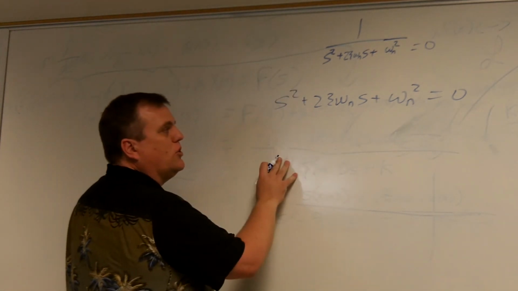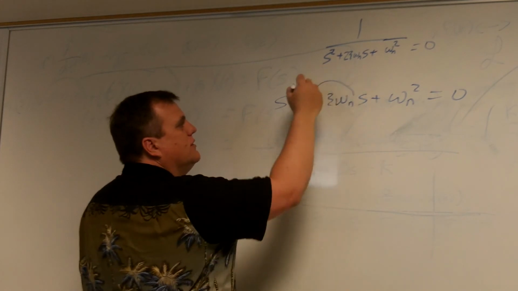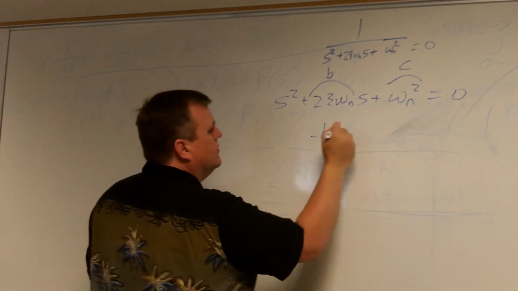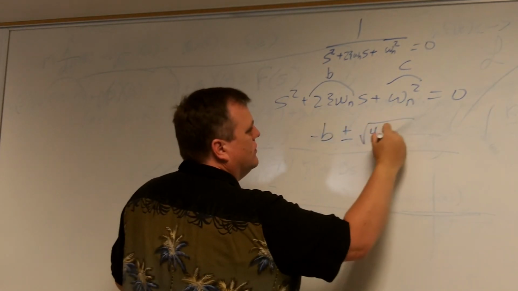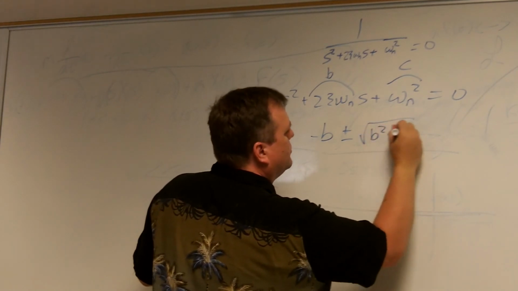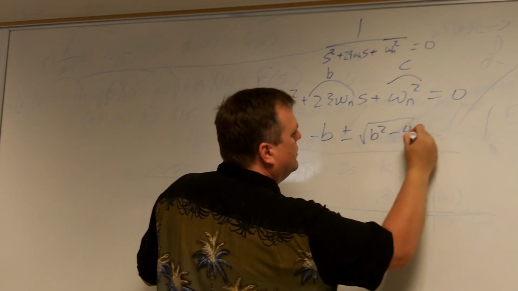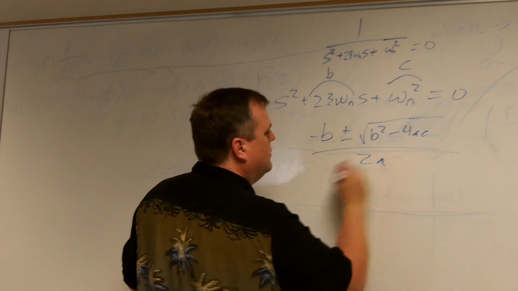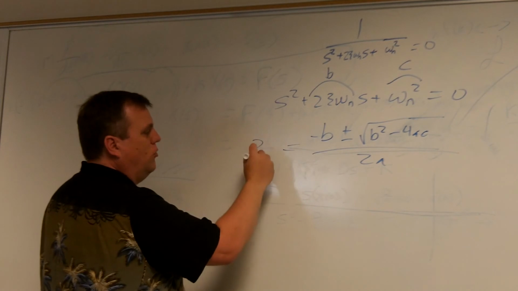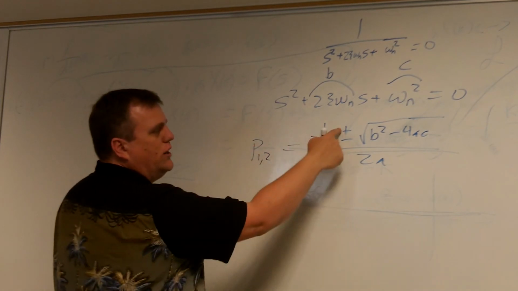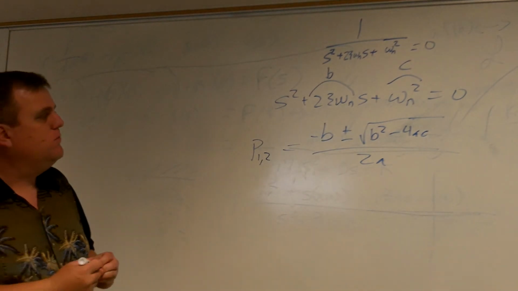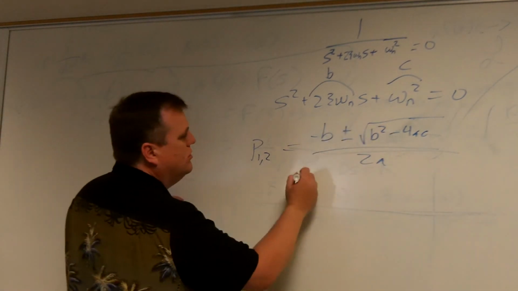All right, anybody remember what the quadratic formula looks like? Yes, negative b plus or minus the square root of b squared minus 4ac, divided by 2a. I dropped a term, minus 4ac. All right, so these are where my poles are, pole 1 and 2. Pole 1 is the plus, pole 2 is the minus. Fair enough?